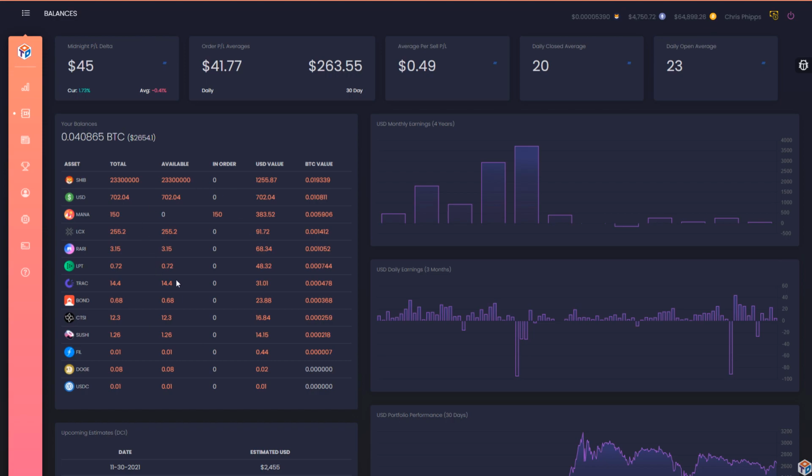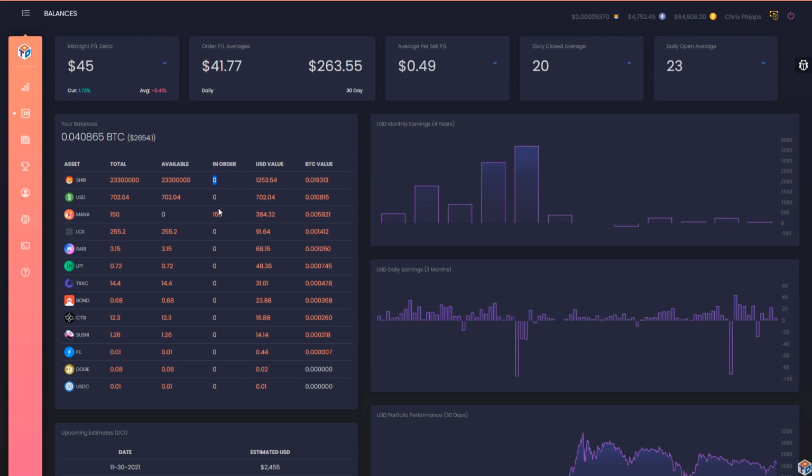Your balances card shows you exactly what coins exist in your account. That will show you what fiat you own, in this case US dollar, and any other coins that you own. The total available is pretty obvious. It's the total number of coins you own. Available is how many you have available and not on the exchange in an order. And in order is just what I mentioned.